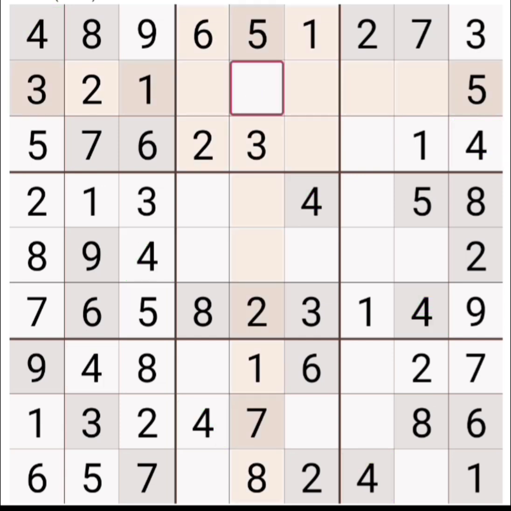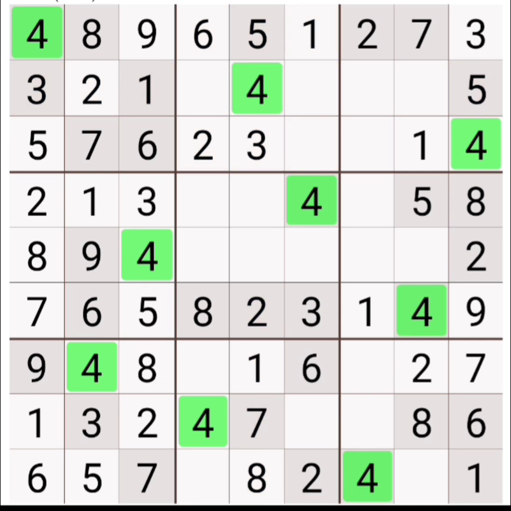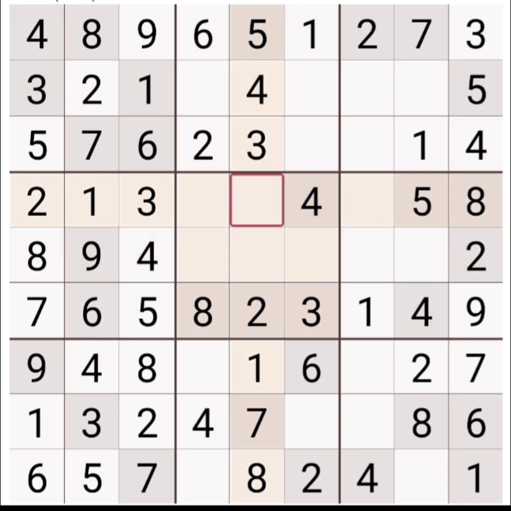Let us complete the 5th column. In this column, 5, 3, 2, 1, 7, 8 are there. 4, 6, 9 are missing. But we cannot fill 4 in these two cells because 4 is in the same box. So we'll fill up 4 here. And 6 and 9 are supposed to be in these two cells, but 9 we cannot fill up here because 9 is there in the same row. So we'll fill up this place with 6 and this with 9.